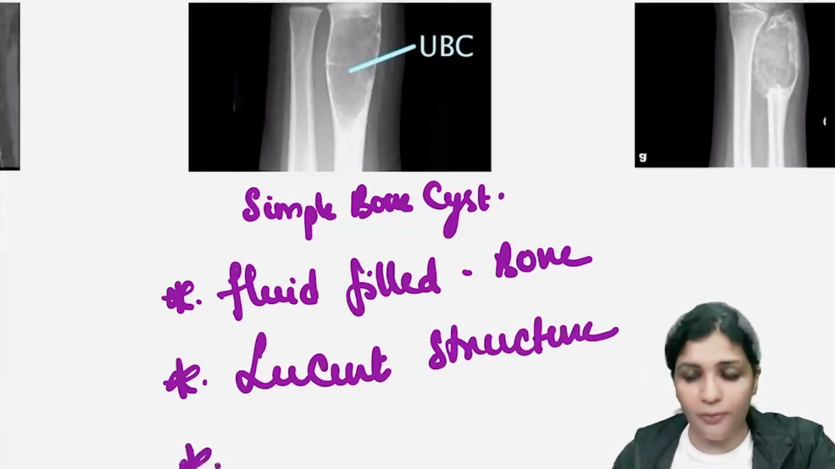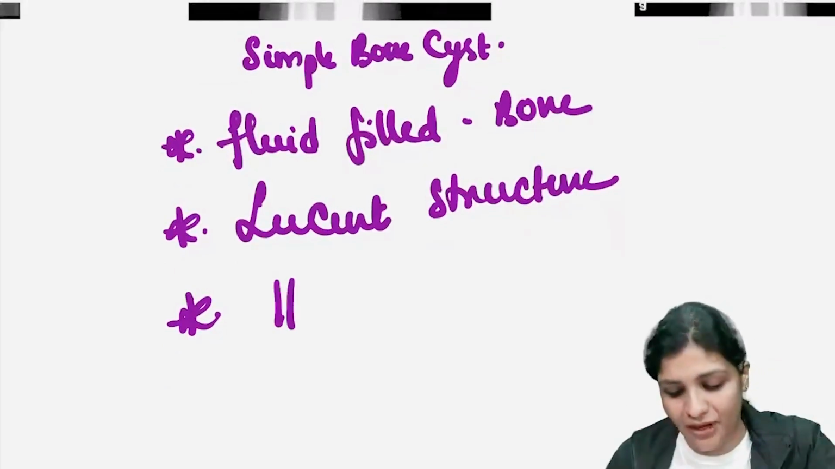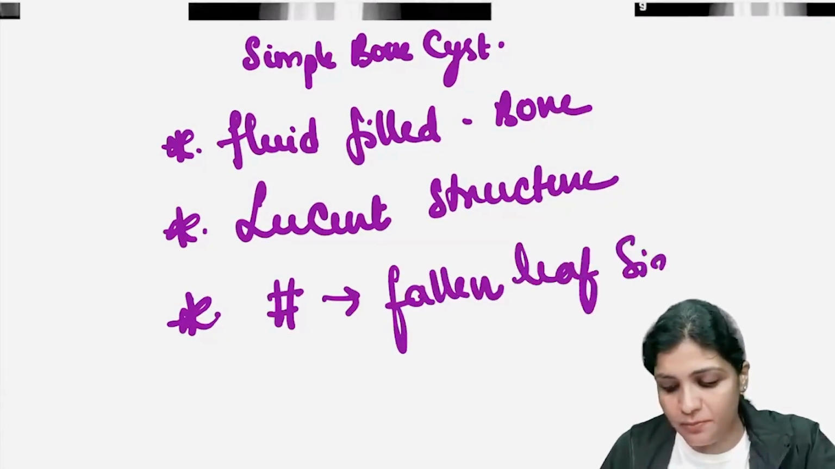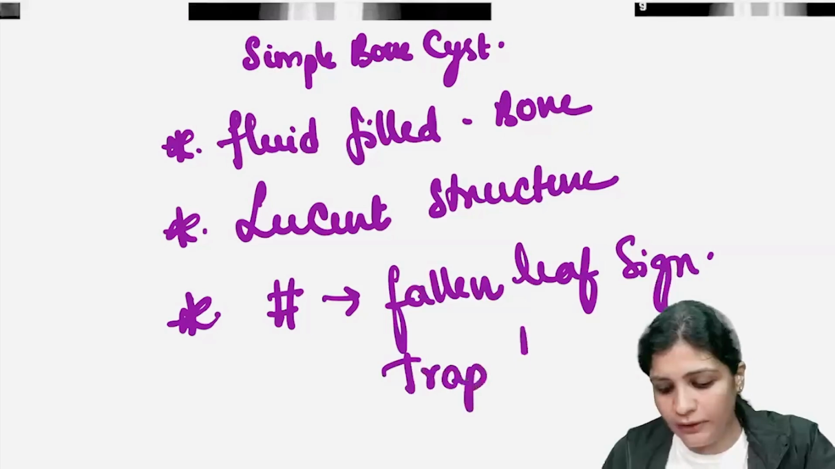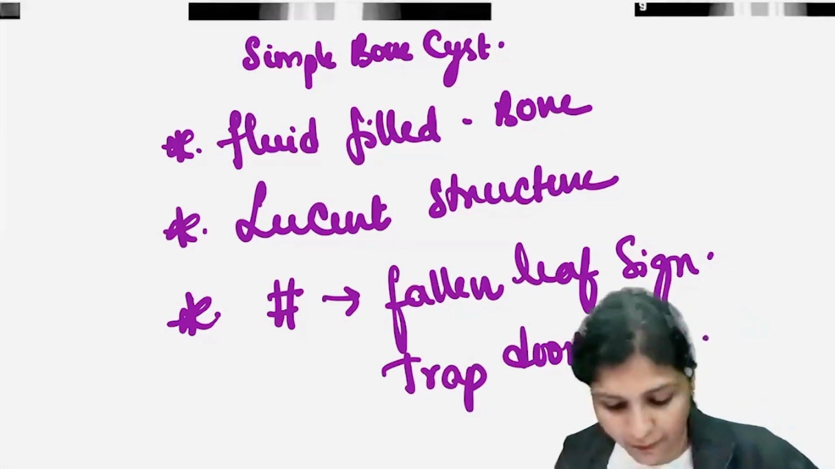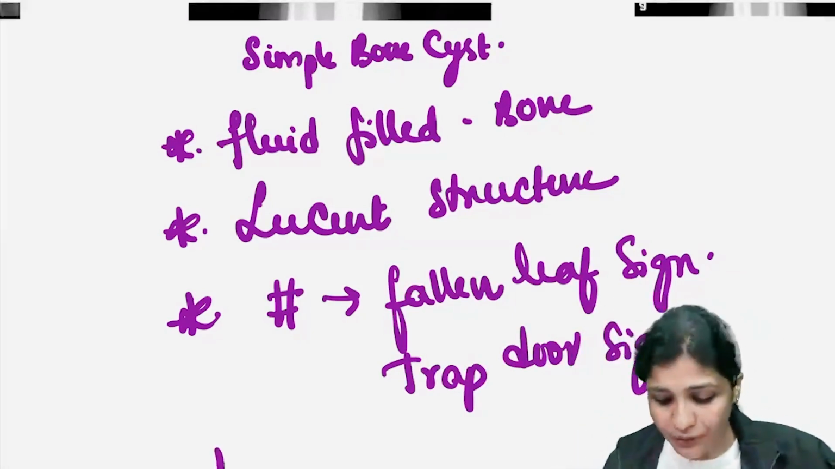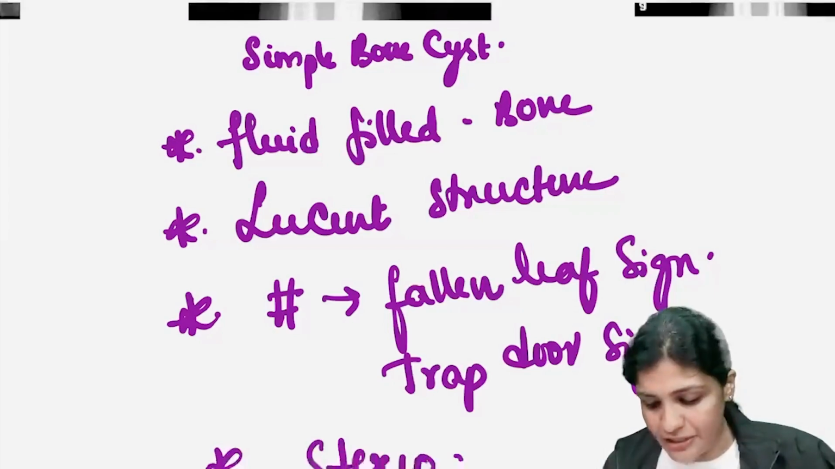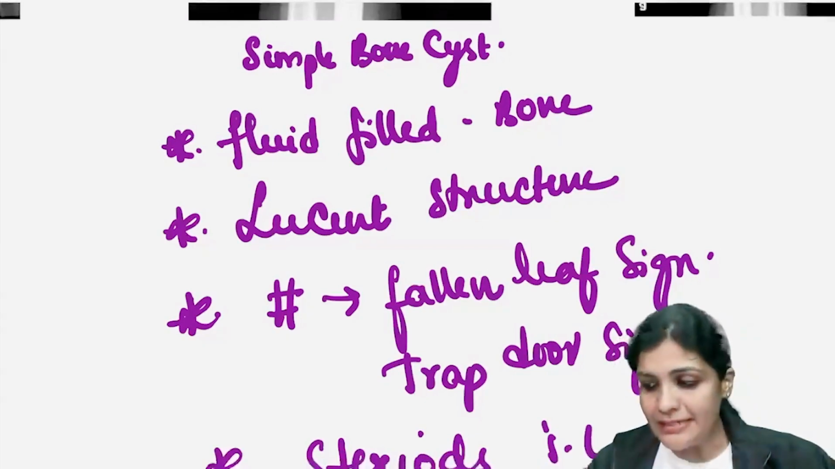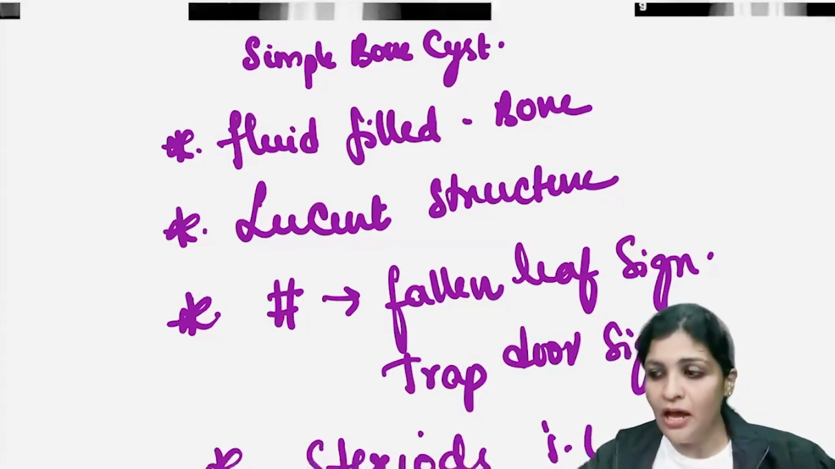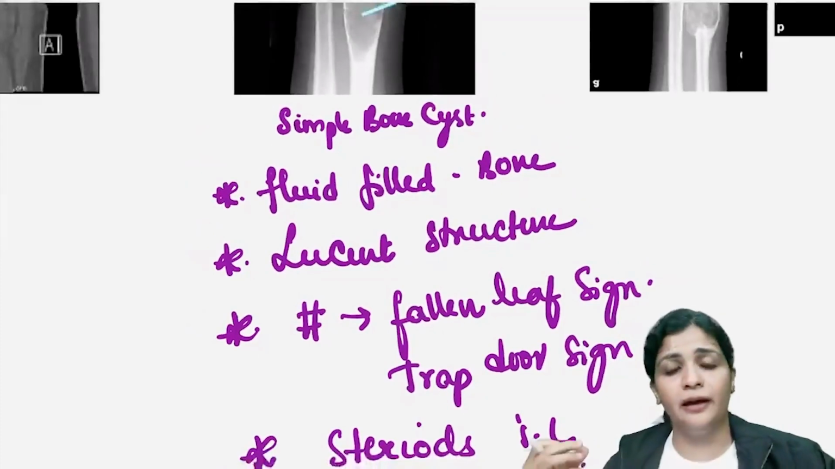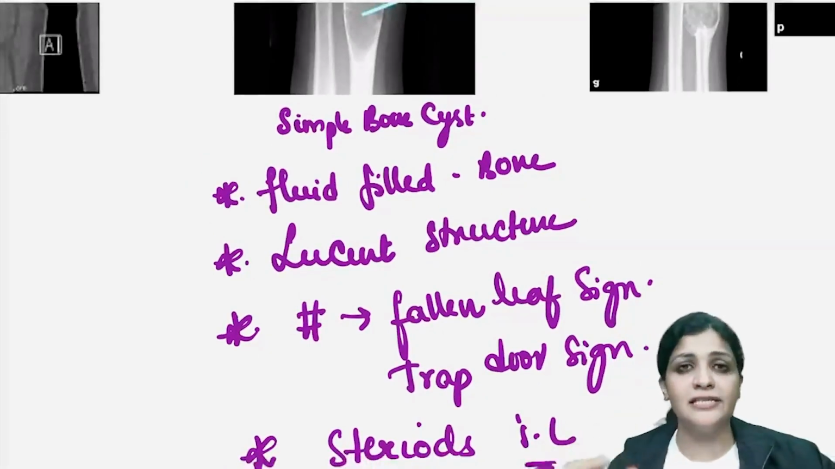And what you have to remember more about the simple bone cyst is, whenever there is a fracture, the fallen leaf sign. So what is the sign which is related to the simple bone cyst? The fallen leaf sign or the trap door sign, right? And then how do you treat it? Usually we give intralesional steroids. So you have to go to that particular cyst and give the intralesional steroids for it, and because of the steroid, the cyst generally gets dissolved, right?